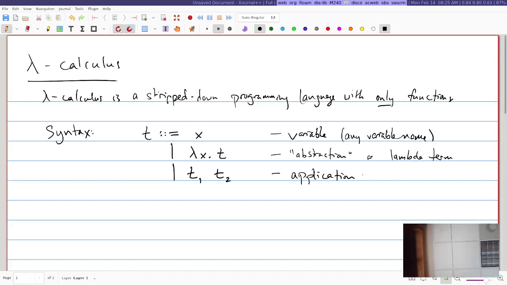Right, application as in function application. And this is exactly the notation that Haskell uses for function application, right? You just put things next to each other. That's function application. Okay? That's it. That's the entire syntax of the lambda calculus.